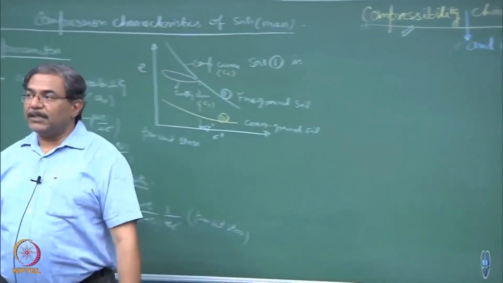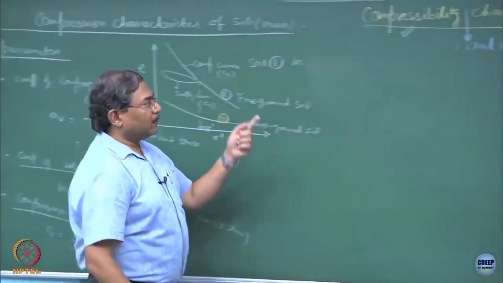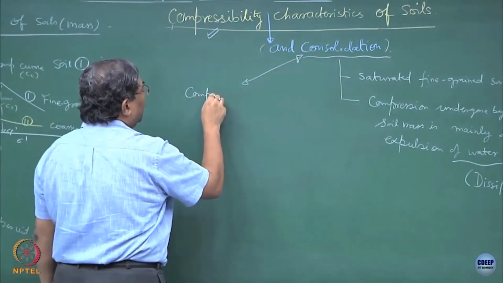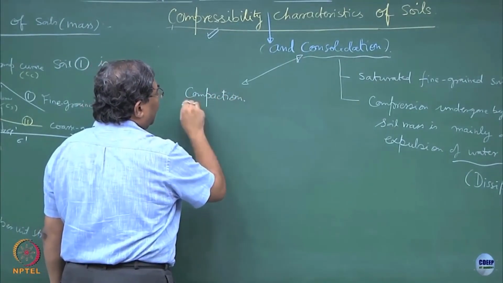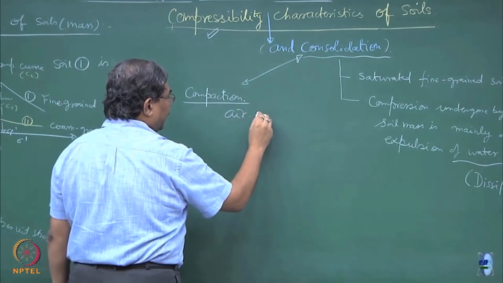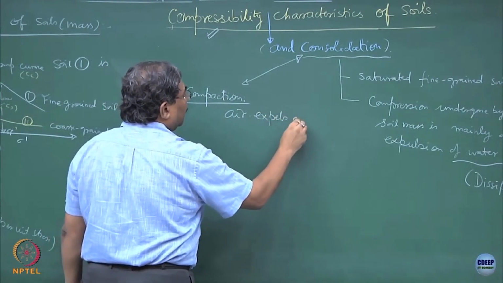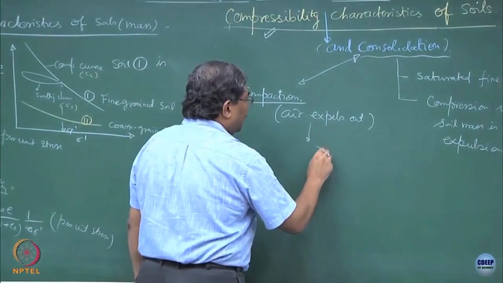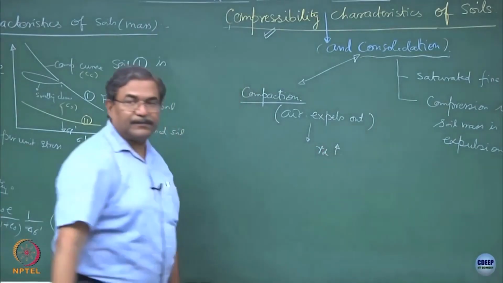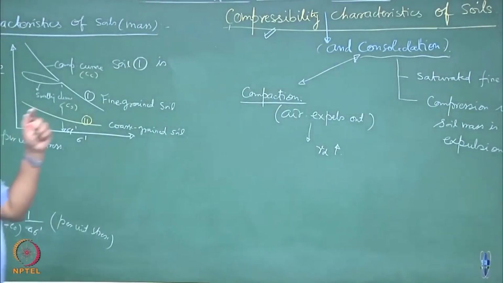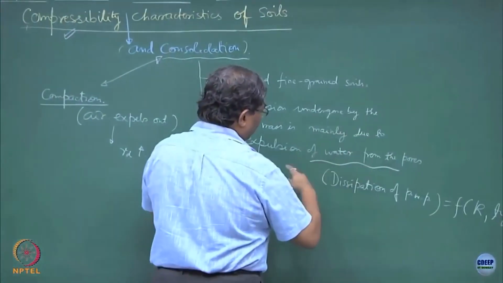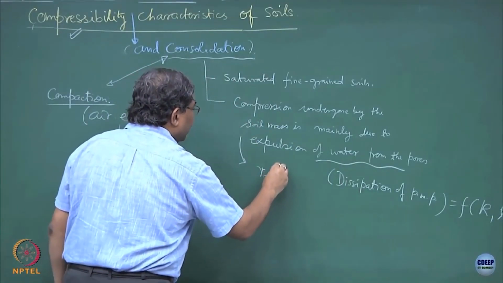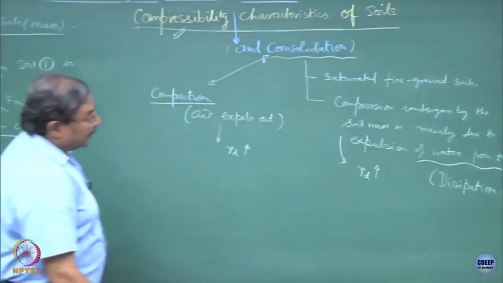So, what is the difference between consolidation and compaction? In case of compaction, air only oozes out, air expels out. This also leads to gamma d becoming higher, correct. However, in case of consolidation, what is going to happen? It is the oozing out of the pore pressure from the pores. So, this also results in gamma d becoming higher. So, this is also a densification process.